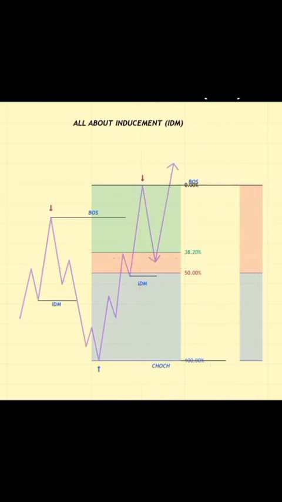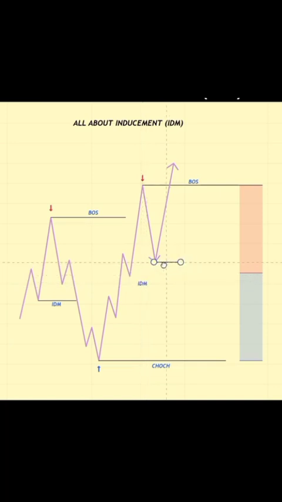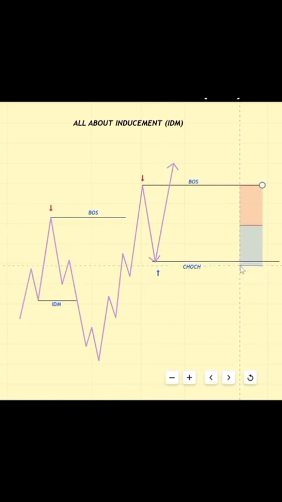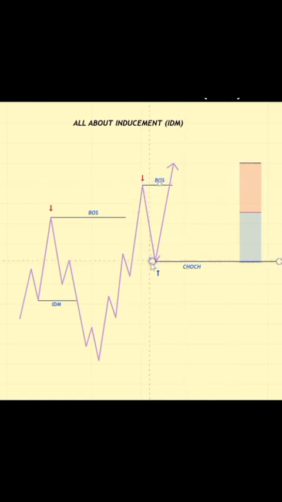Now we have something like this. Let me remove this Fibonacci tool. So that means that this inducement will not be shifting here. It means that now the change of character will be shifting from there to here. So this will be our new change of character, and of course our new trading range will be this one right here, with this one here being a break of structure, because this retracement was deep enough past the 38.2 of the Fibonacci tool.